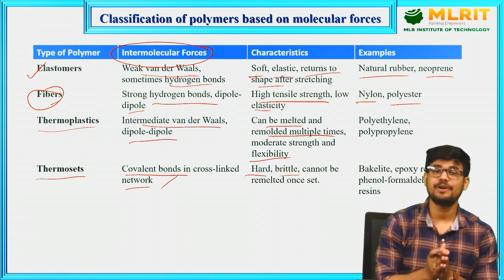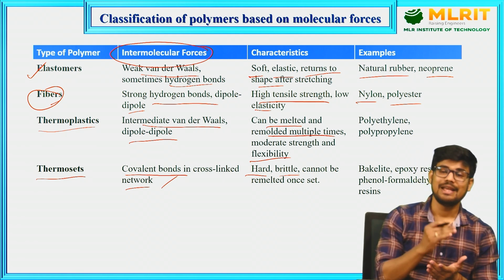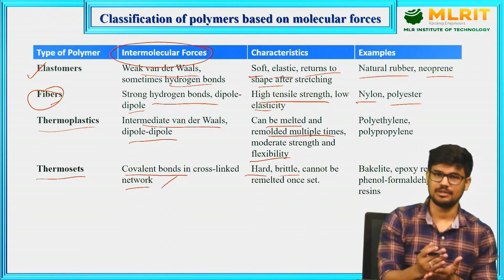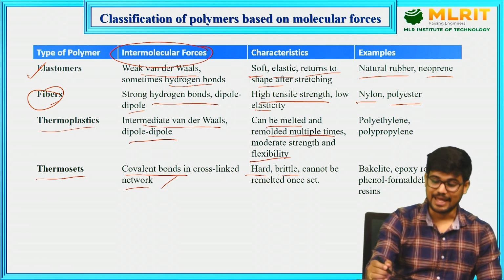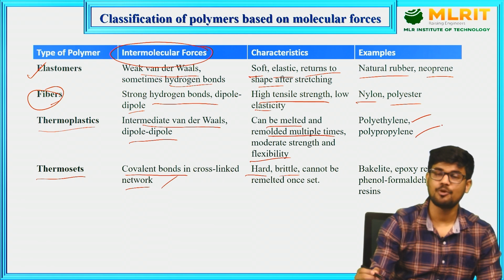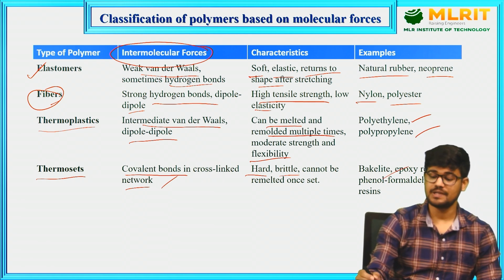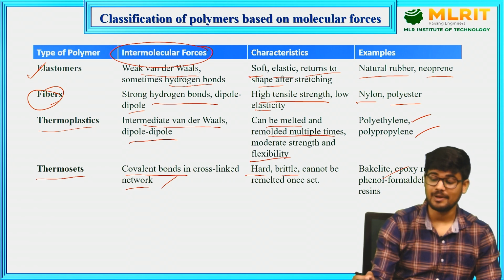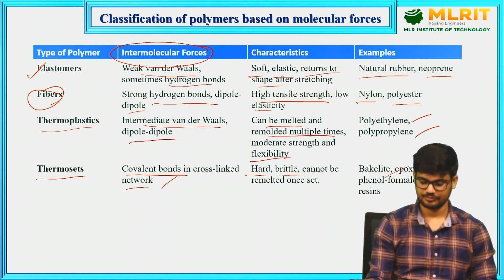The main difference between thermoplastic and thermosetting is that thermoplastic polymers can be recycled, but thermosetting polymers cannot. Examples of thermoplastics are polyethylene and polypropylene. Examples of thermosetting polymers are bakelite, epoxy resin and phenol formaldehyde resin. All these are thermosetting polymers.